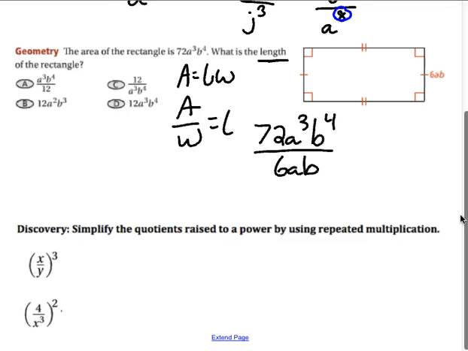72 divided by 6 is going to leave me with 12. A to the 3 divided by a to the 1, 3 minus 1 leaves me a squared. B to the 4 divided by b to the 1, 4 minus 1 gives me b cubed. So when I do the math, I'm going to get letter B as my answer for that problem.